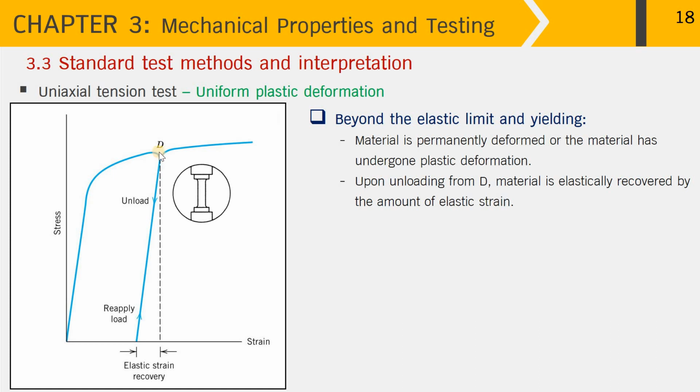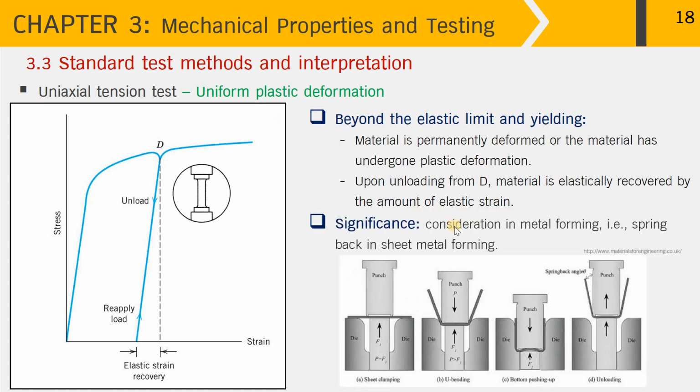And from this point, let's think a little bit carefully. Upon unloading, the graph will come down following this linear portion, and the metal is elastically recovered by the amount of elastic strain, that is the area within this triangle. This amount of elastic strain that is recoverable is significant for metal forming operation, as I will show you here.